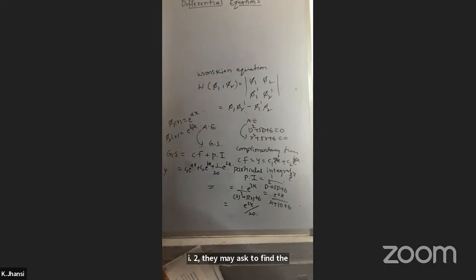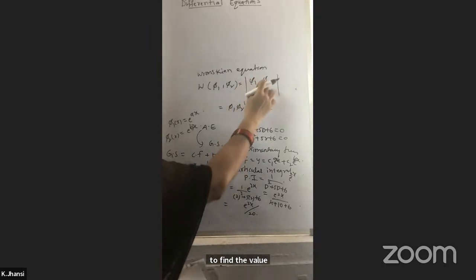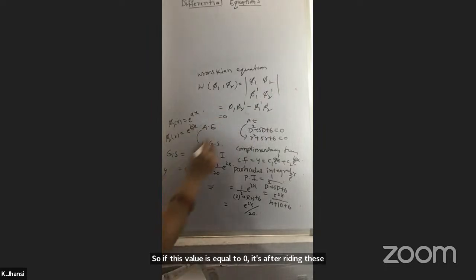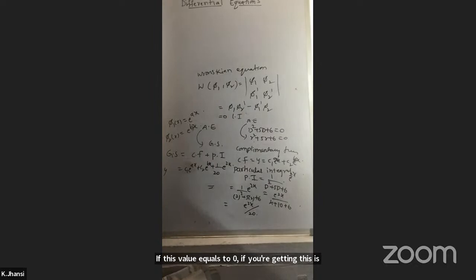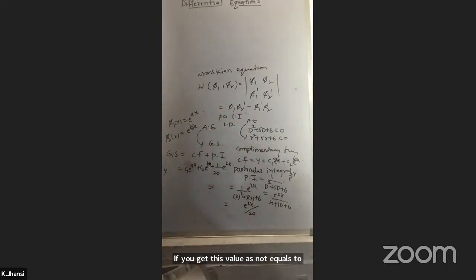If this value is not equal to 0 after writing these 2 and their differentiation, then the given solutions are called linearly independent. If we get this value as equal to 0, then we call them linearly dependent solutions. That concept also we will get in the objective type of questions. So this is about the 9th unit.